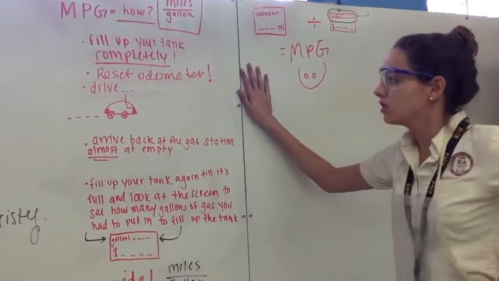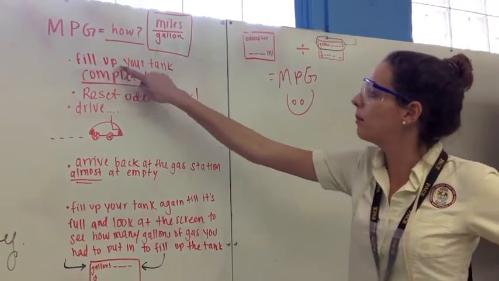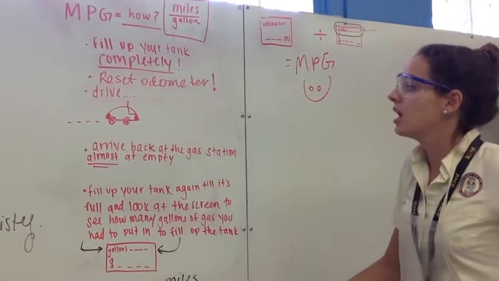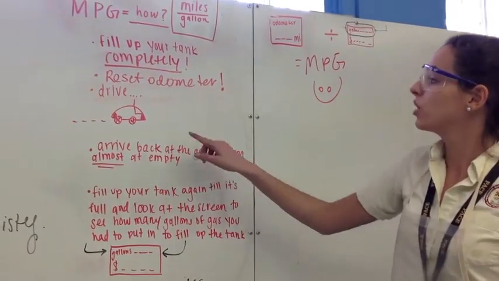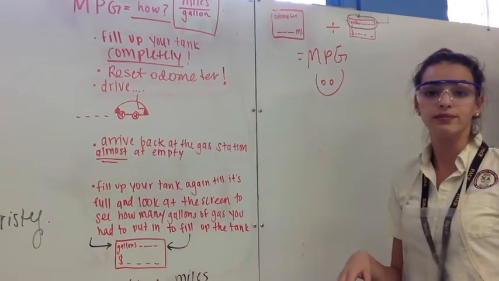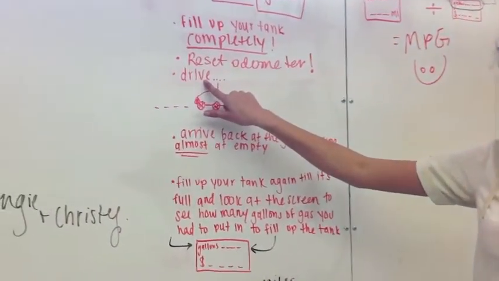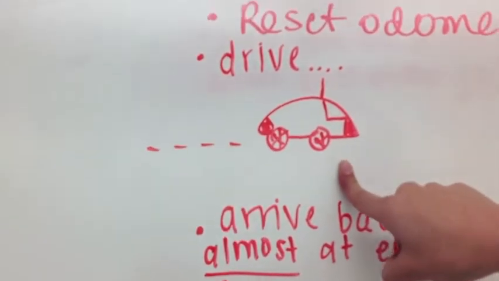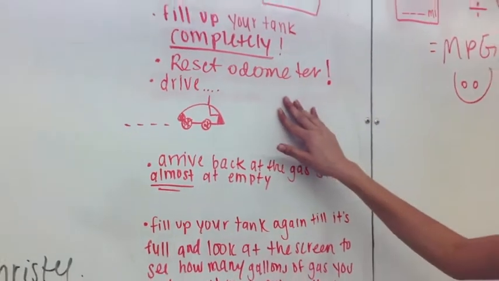First, you're going to go to the gas station and fill up your tank completely. Now before you step on the gas and travel to wherever you're going to travel, you're going to reset your odometer to 0. After, you're going to drive. Now that's my little car there. It's kind of like a Prius, kind of. But I'm no artist, I'm a scientist.